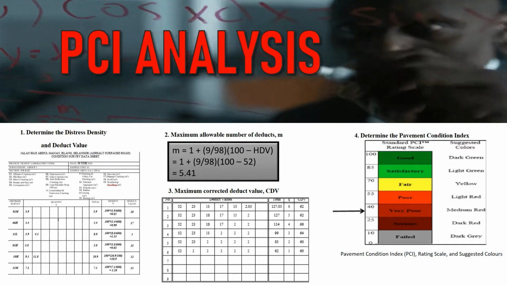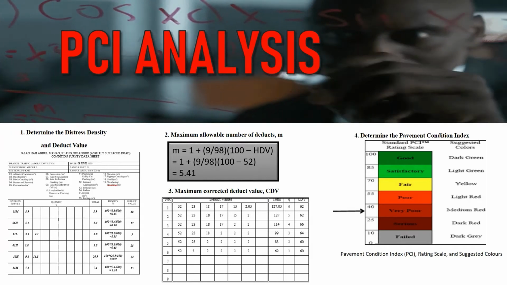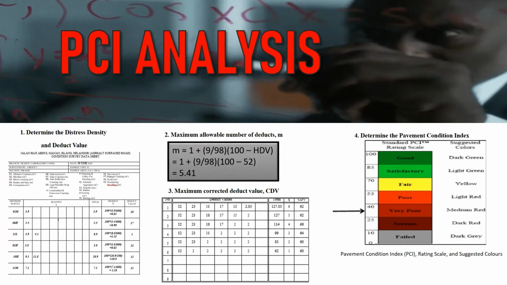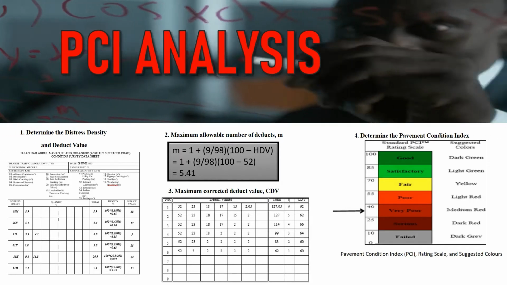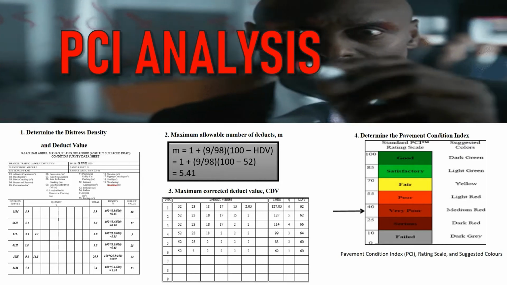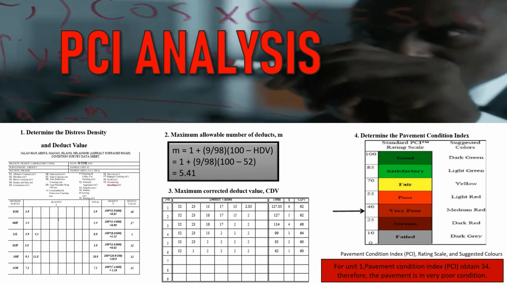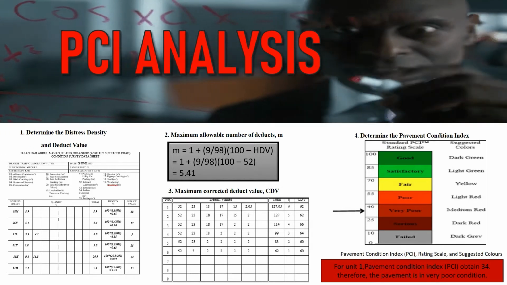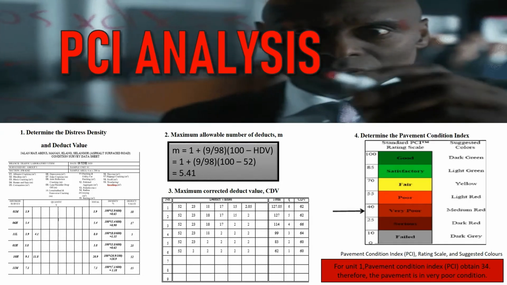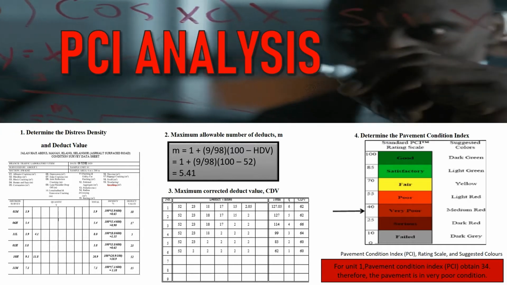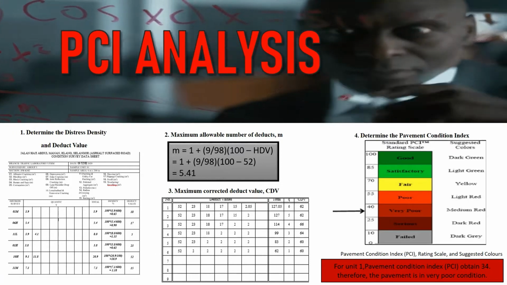To determine the pavement condition index of Unit 1, distress density and deduct value are calculated. Then, calculate the maximum allowable number of deducts. Using the formula, the maximum allowable number of deducts is 5.41. After that, the maximum corrected deduct value CDV is calculated and the value obtained is 66. Lastly, using the formula to determine the pavement condition index, for Unit 1 the PCI obtained is 34. Therefore, the pavement is in very poor condition.